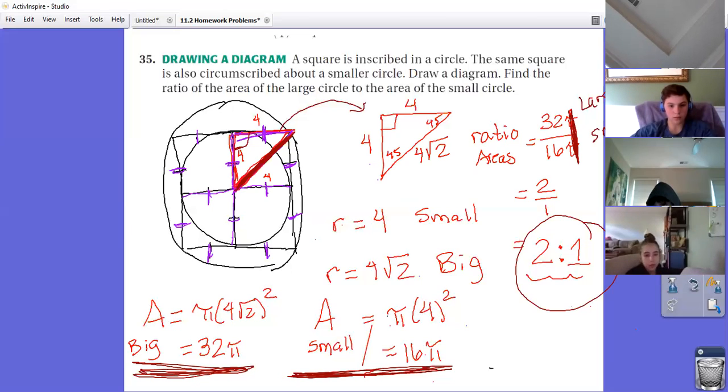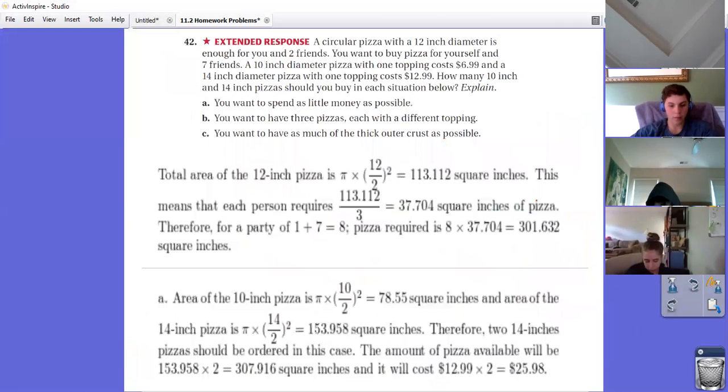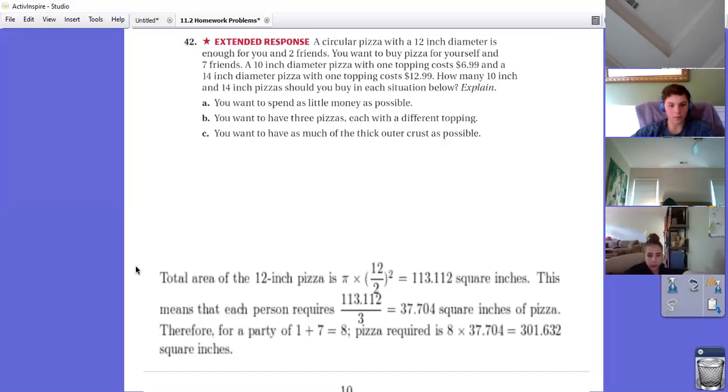All right, so I'm going to go through all of 42 because I kind of want you to have to think about this problem. So I'm just going to focus on how to set it up and how to answer the questions.